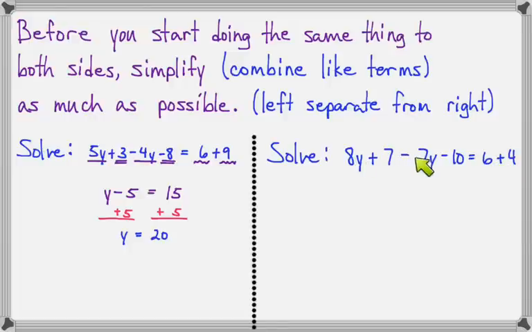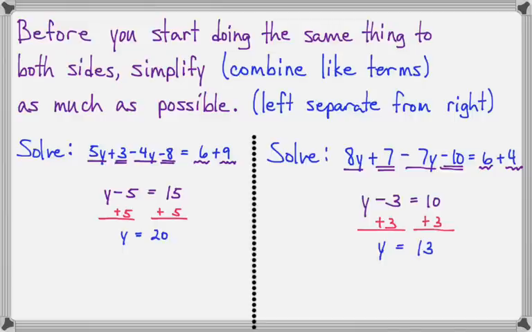Let's do on the left side, 8y minus 7y is 1y, and 7 minus 10 is negative 3, and on the right side, 6 plus 4 is 10. And now that it's simplified, it's much easier to solve. So the opposite of negative 3 is plus 3. Put that on both sides. And then on the left side, y minus 3 plus 3 leaves us with y. And 10 plus 3 leaves us with 13.